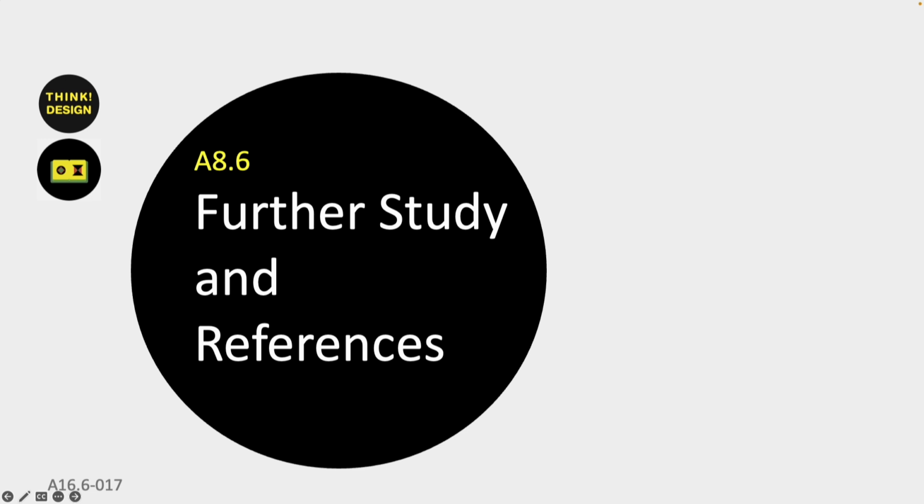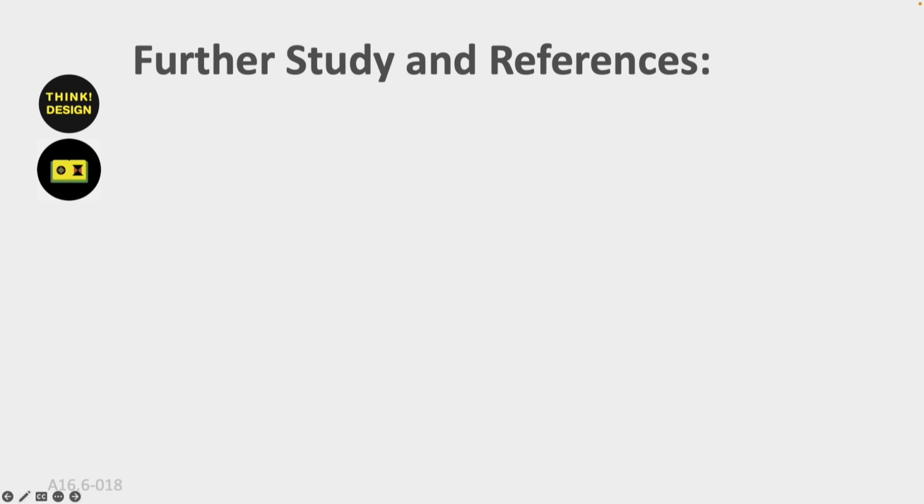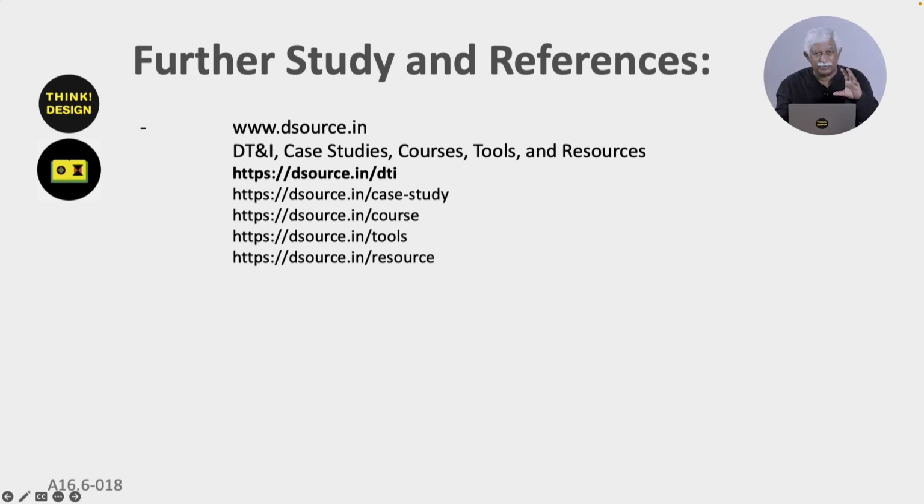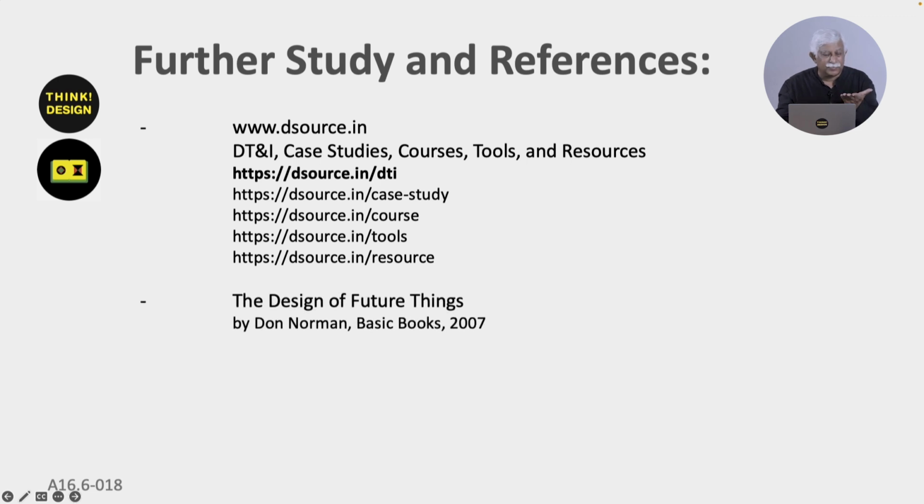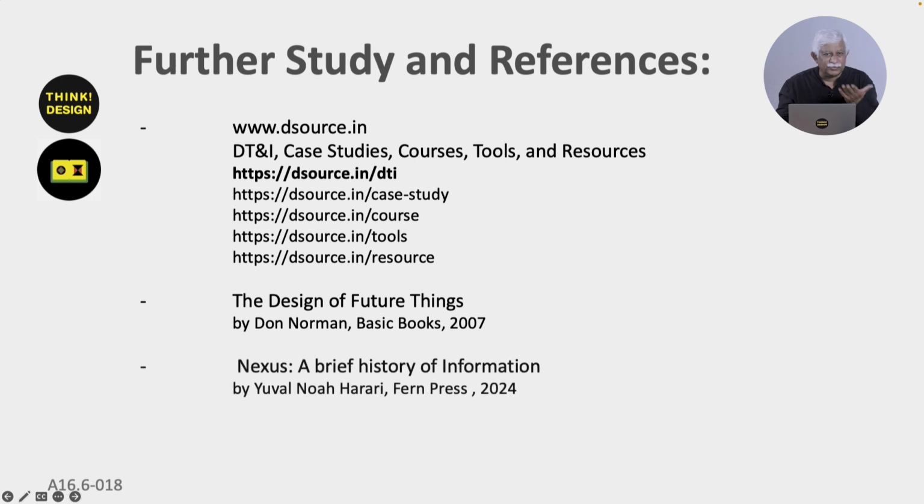So let's have a look at further study and references. We have the DSource content, dsource.in/DT&I, which has information on the design thinking and innovation process, and there is a whole lot of case studies, courses, tools and resources that you can make use of. We recommend the book The Design of Future Things by Don Norman. Also Nexus: A Brief History of Information by Yuval Noah Harari is a very nice book. So these are the two recommended books as references.